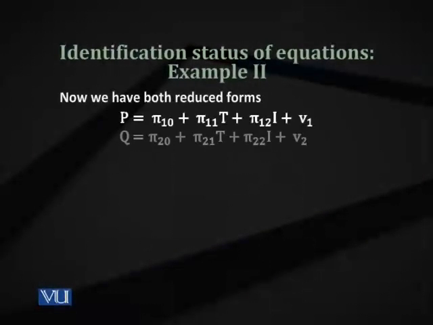If you can do that in one way, the equation is exactly identified. If you can do that in more than one way, the equation would be over-identified. And we will use different techniques depending on the identification status of each equation. So let's proceed further.